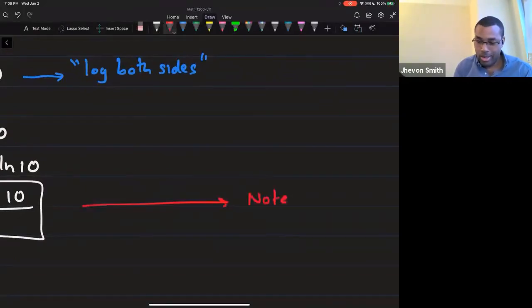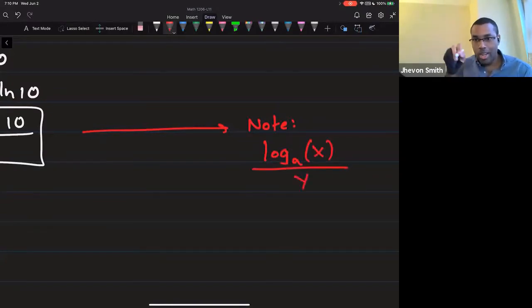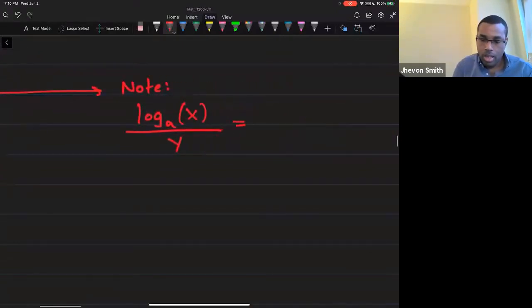Note, another mistake I see all the time. If you have log of something and it's divided by something else, you cannot cancel that thing. Like, it's not the same as that. Right, so I see students do that all the time.